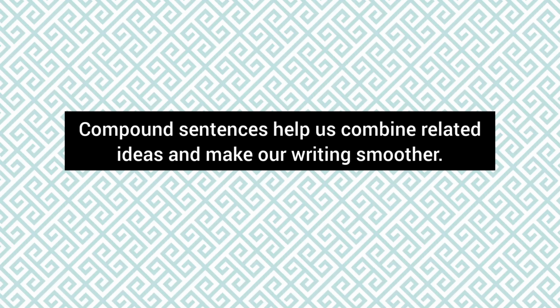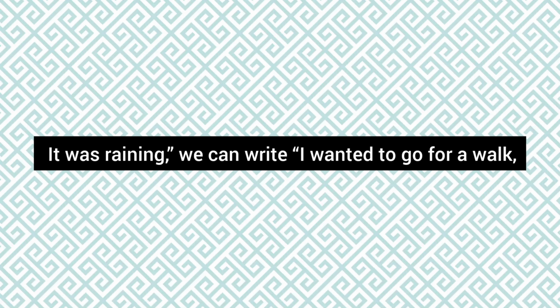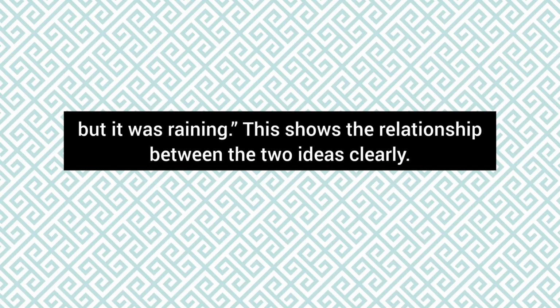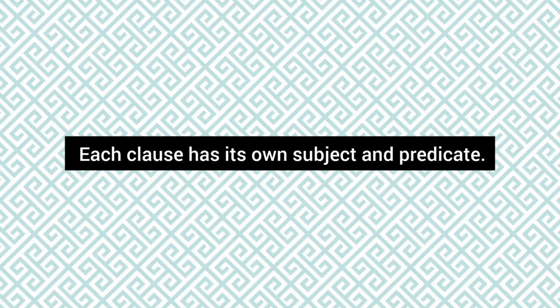Compound sentences help us combine related ideas and make our writing smoother. For example, instead of writing, "I wanted to go for a walk. It was raining," we can write, "I wanted to go for a walk, but it was raining." This shows the relationship between the two ideas clearly. In compound sentences, we usually use a comma before the conjunction to make the meaning clear. Each clause has its own subject and predicate.